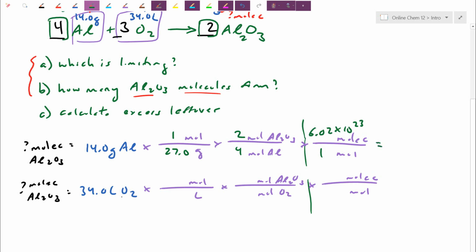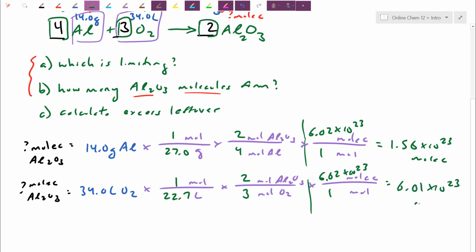Crunch those through. 34 liters of oxygen as a gas at STP, 22.7 liters as a mole for a gas. We have for every 3 in front of oxygen, there should be a 2 in front of Al2O3, and then you multiply that same Avogadro's number. Essentially, we're testing them independently and saying, based on the amount of each ingredient, how many molecules should I get? In the first one, I should get 1.56 times 10 to the 23 molecules of product. On the other side, 34 divided by 22.7 times 2 over 3 times Avogadro's number. In a similar fashion here, 6.01 times 10 to the 23.